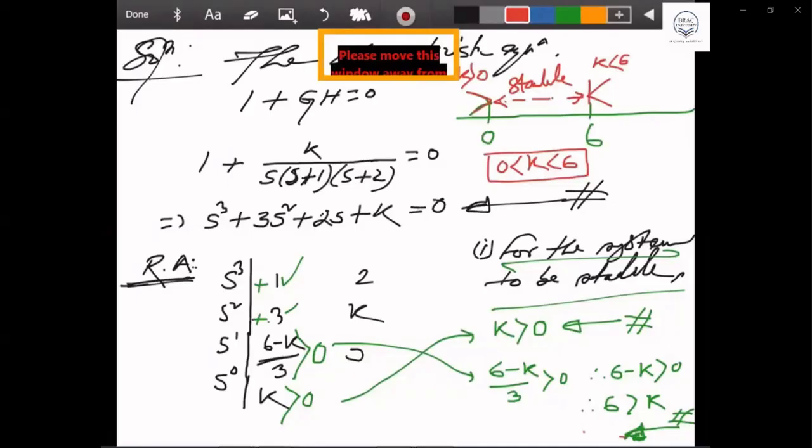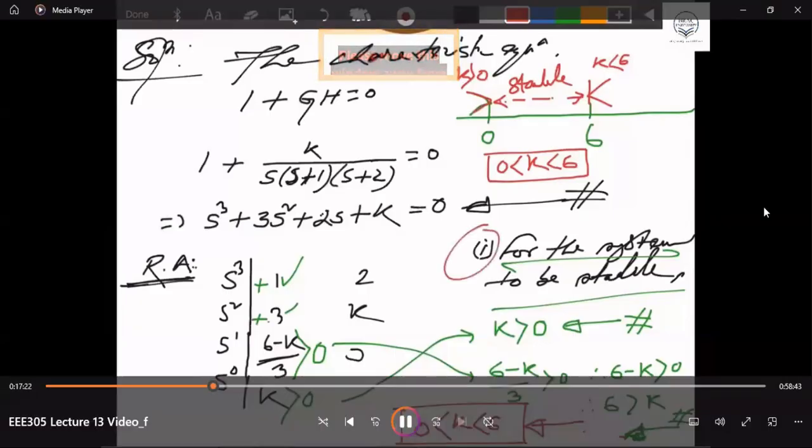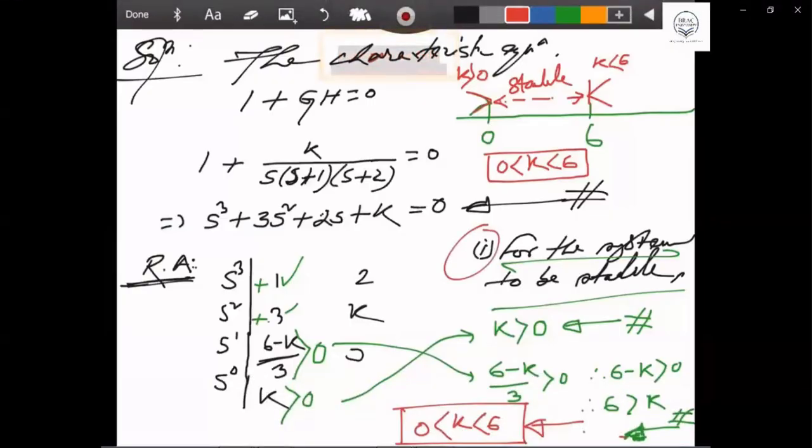What is the answer? The answer is K is less than 6 and more than 0. This is the answer to question number 1: find the range of K for the system to be stable. So this is the range for the system to be stable. The next question is, what is the unstable range? The unstable range will be outside this range. If you go outside this range, that is unstable.